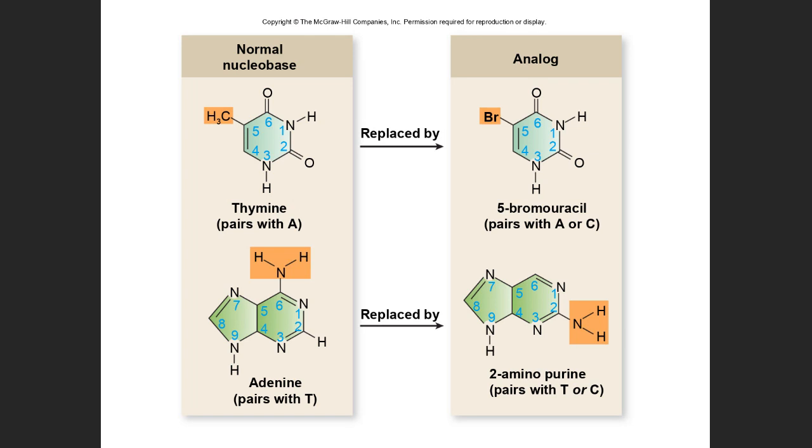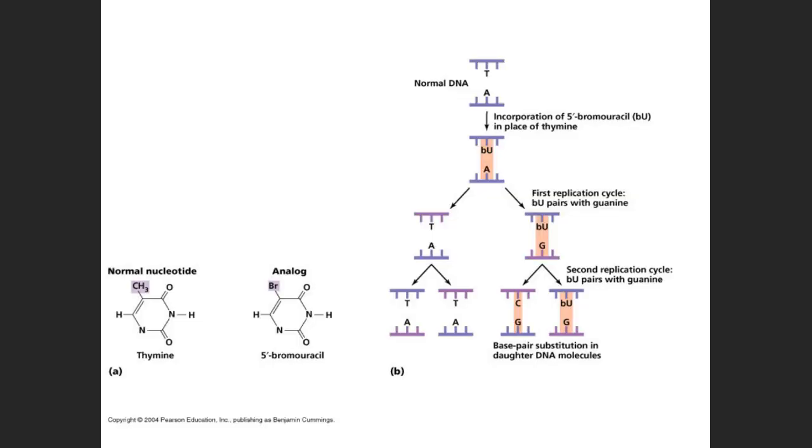Okay, so this is a normal nucleobase, normal thymine. There's the base analog 5-bromouracil. And that's just more of the same.